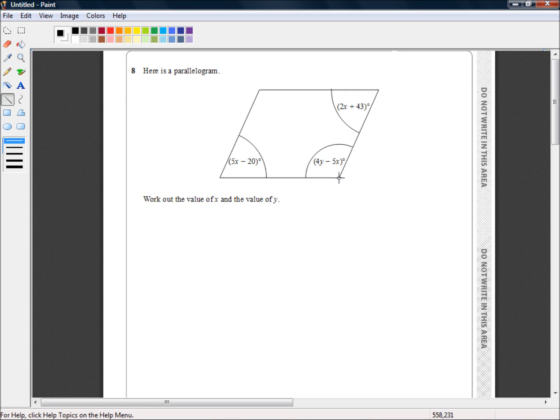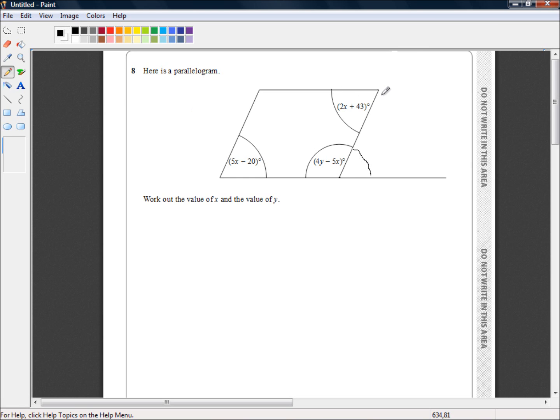If I extend this line out in a straight line, and we know that if you're walking along a straight line and you turn around and come back again, you've done a 180. So angles on a straight line add up to 180 degrees. And because this length is parallel to this length, then this angle is the same as this angle. So this angle here is 5x minus 20. It's the same as this angle here.